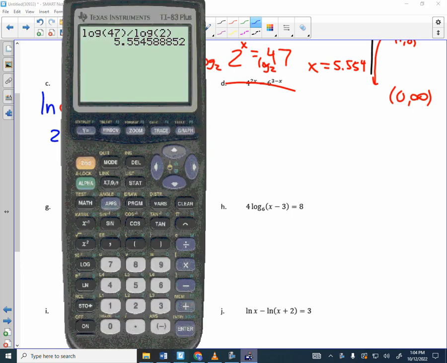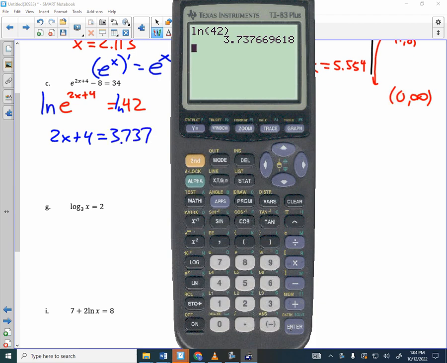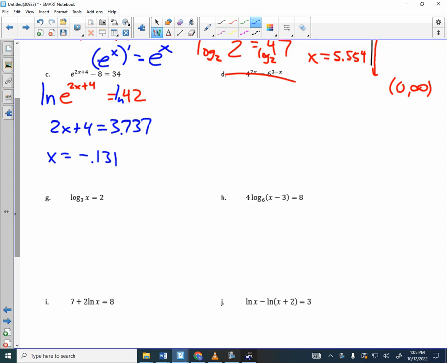How do I do that? Yeah, I grab natural log on my calculator, and I press 42, and I get 3.737. And I'm going to subtract 4. I'm going to divide by 2, and I get x equal to negative 0.131. Not too bad.